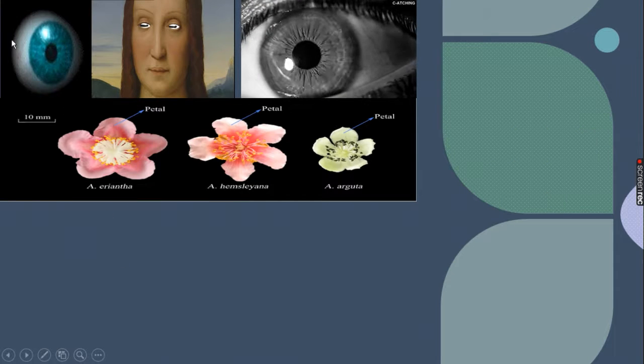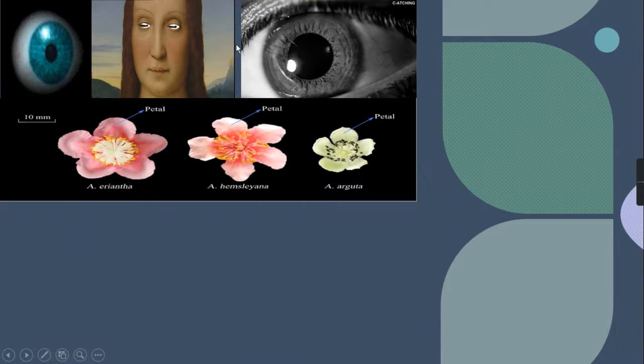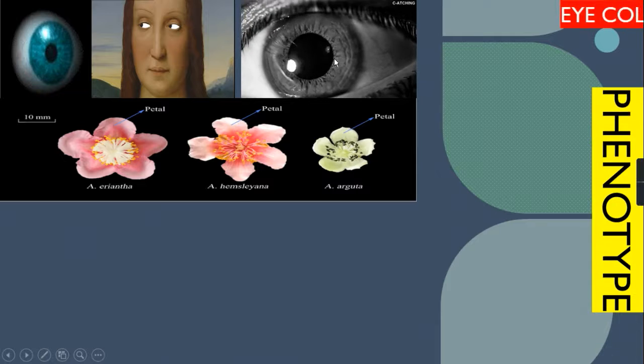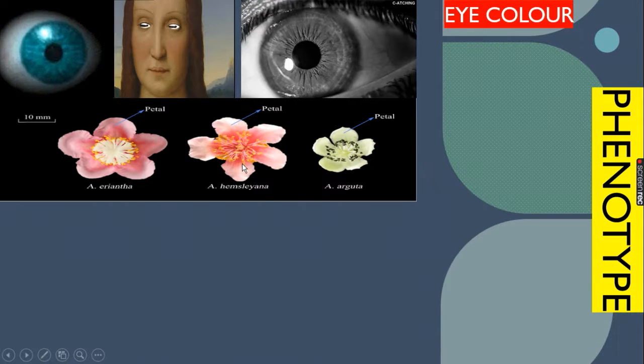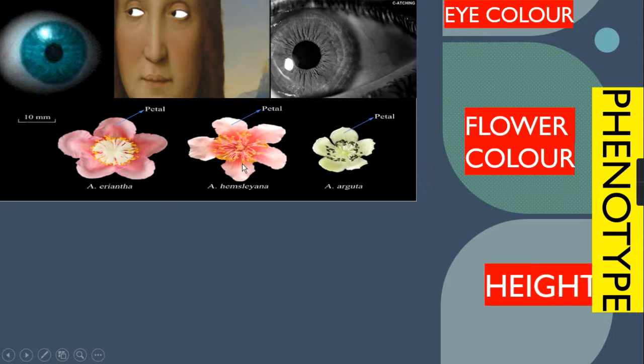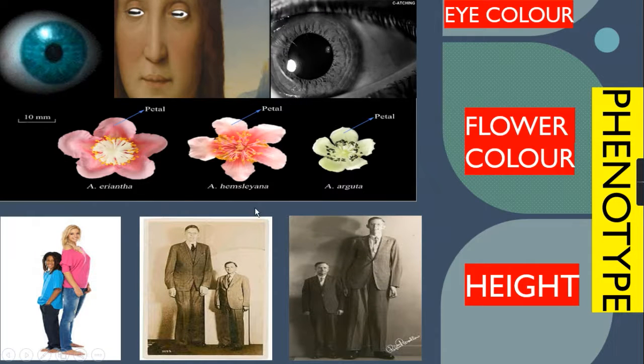Let's see this through some pictures for the phenotype properties. See the eye colors: blue, black, and gray. Various flower colors and the various heights of people are all examples of phenotype properties.